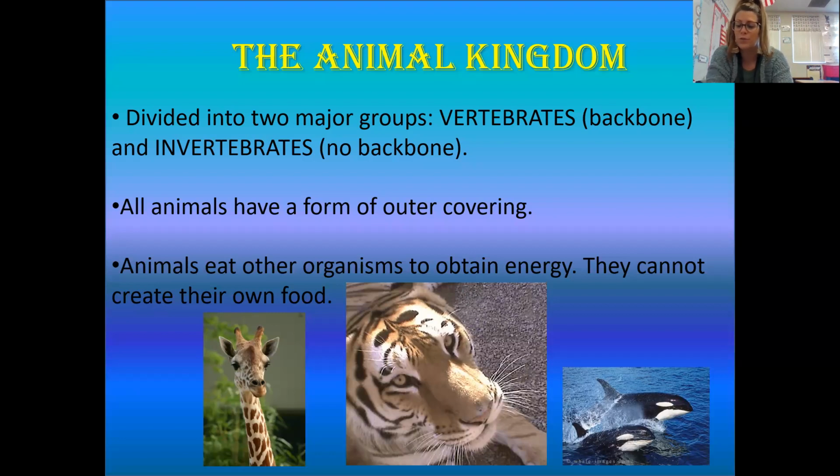So let's review some stuff that we have learned and information that we probably already know. All animals have a form of outer covering. So it's that skin, that fur, that hair, okay? Animals eat other organisms to get energy. They cannot create their own food like plants, remember?